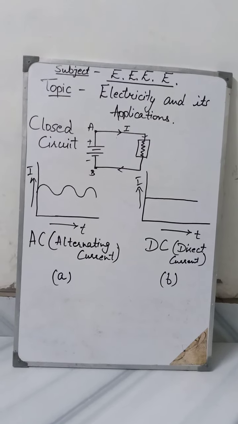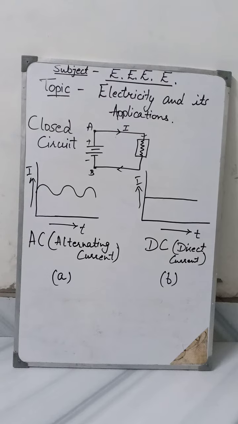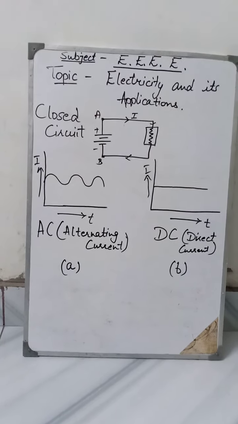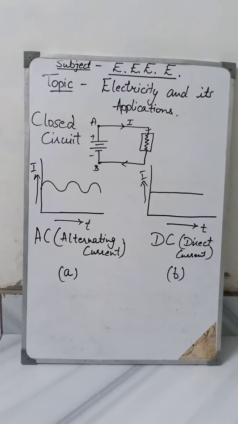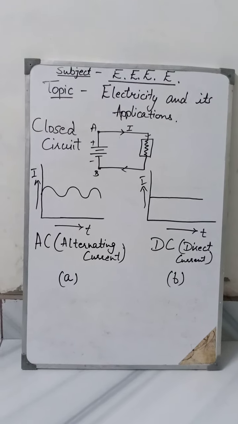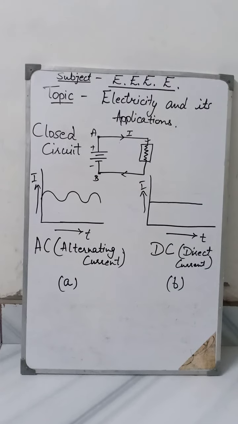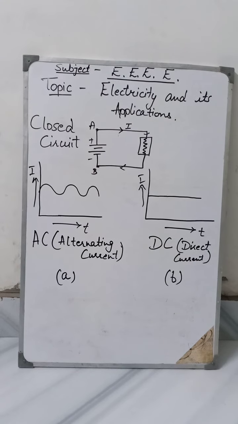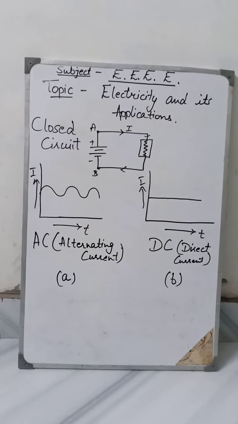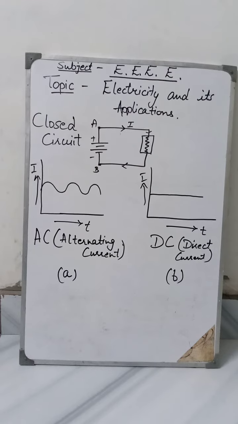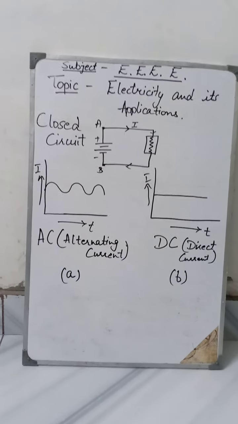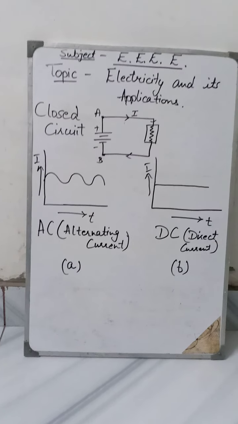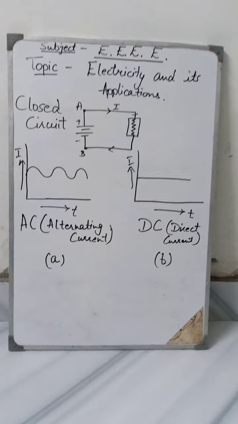So, as we all know, flow of electrons in a circuit constitutes electrical current, and the flow of current in a circuit may be in one direction as shown in the figure, closed circuit, and it can be changing periodically. So based on this, electric current may be classified as two. First is AC, alternating current, and DC, direct current.